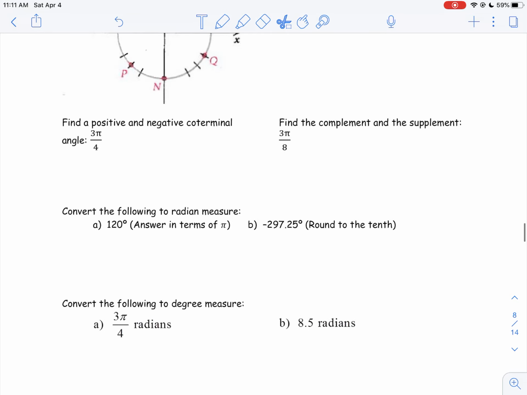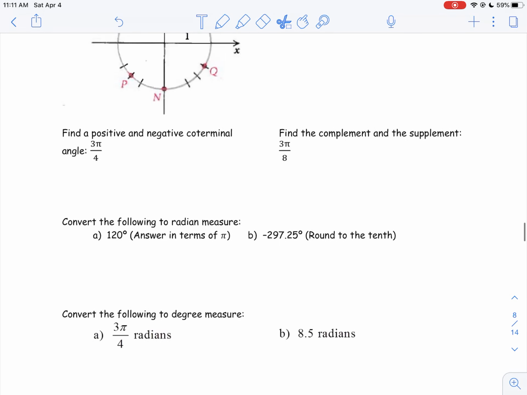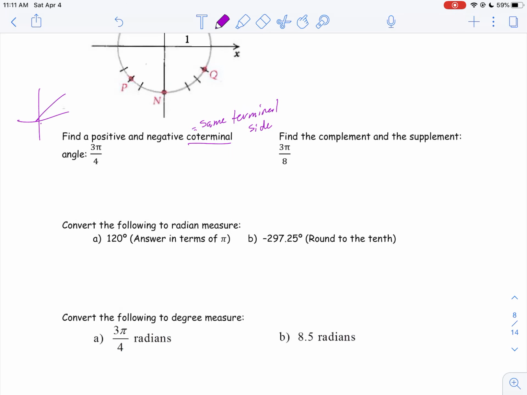Let's take a look at the next section here. We need to find a positive and negative coterminal angle. Do you remember what coterminal means? It's the same terminal side. And so here we go. Remember, if I had an angle like, say, 20 degrees, how did I get another coterminal angle? We just added 360, right? Well, now we get to think in radians. I've got an angle, 3 pi over 4. You don't even really have to find it, but it ends up being over here.